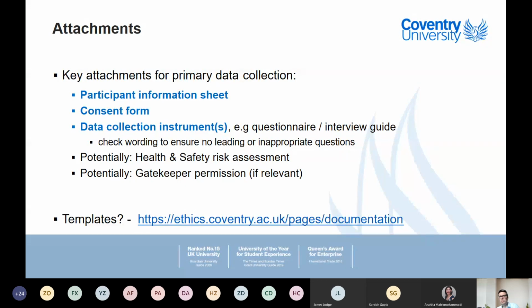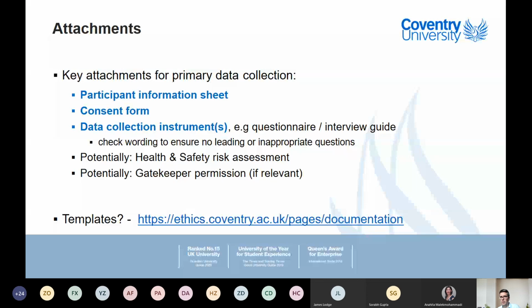And you need to include your data collection instruments. What does that mean? It means you need to include your questionnaire if you're planning to conduct a questionnaire. Not the questionnaire filled in by the respondent, but the list of questions and the items you will have in your questionnaire. If you plan to do an interview, you need to have your interview guide. So you need to have the main broad topic areas you're going to discuss during your interview.